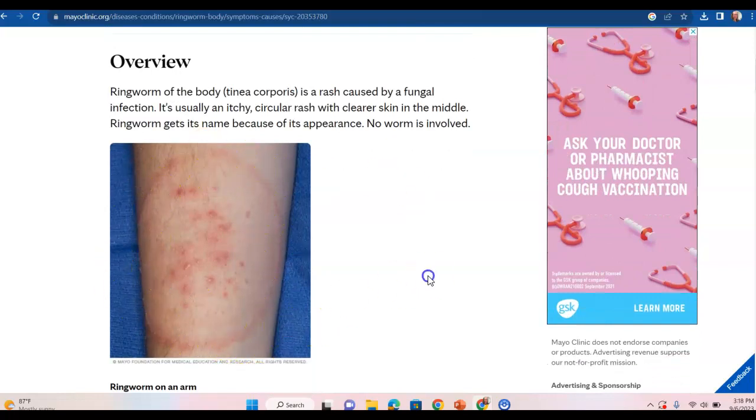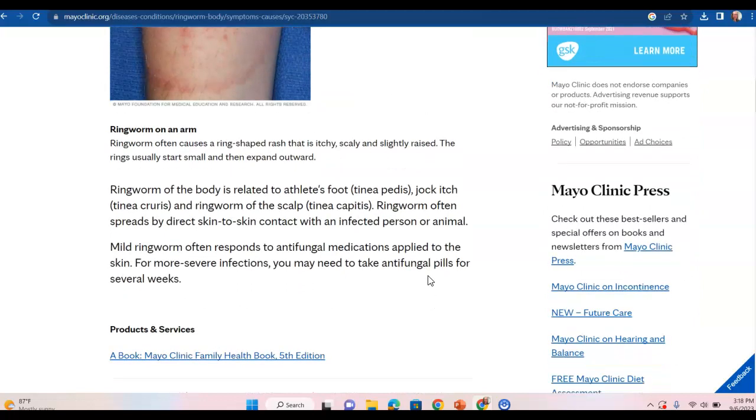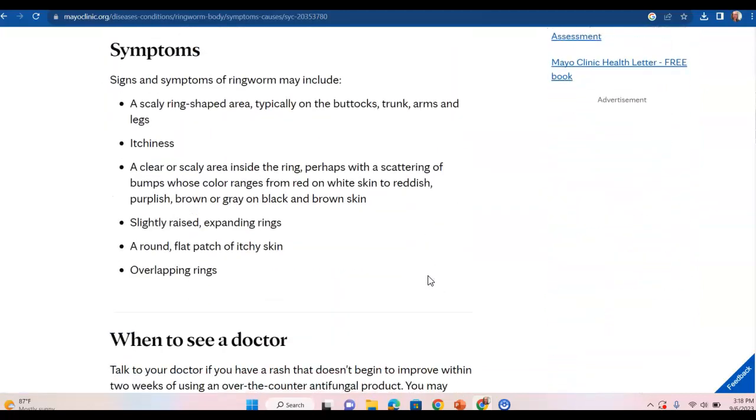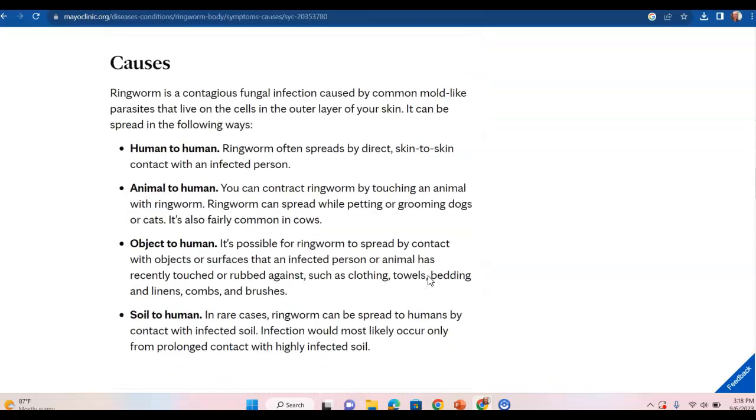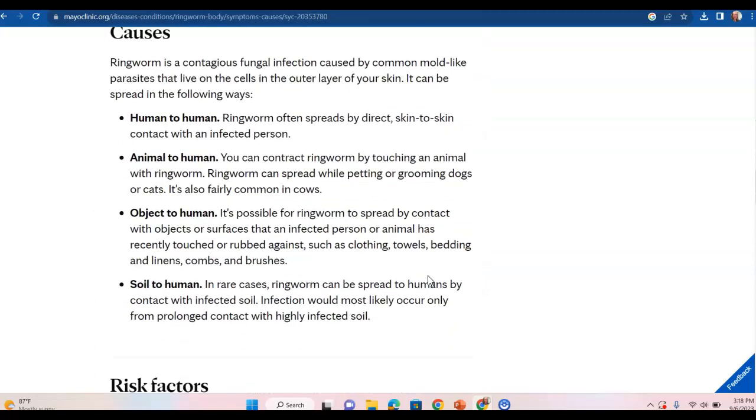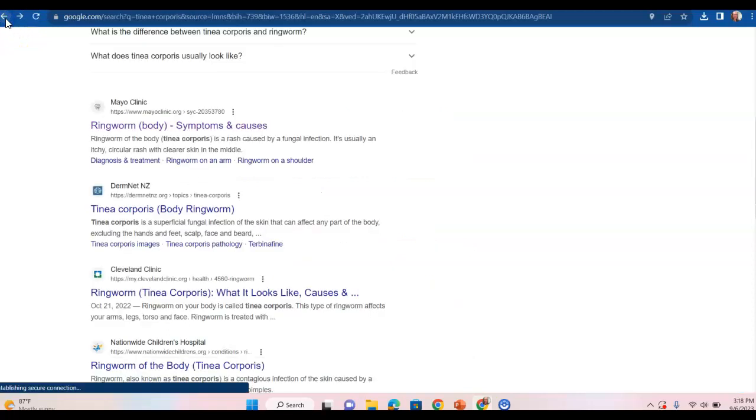I'm going to show you one other picture. And it's very itchy. What I wanted to bring up is it's usually human to human or object to human. We see this a lot with wrestlers in hot conditions. And it is highly infectious. So you want to make sure if someone has it to keep away from other people.